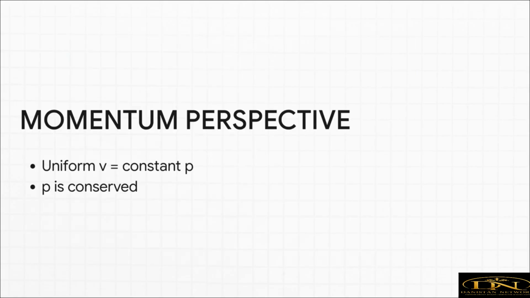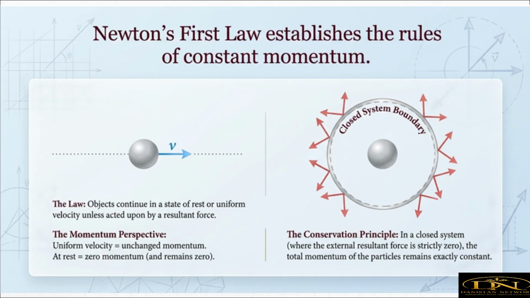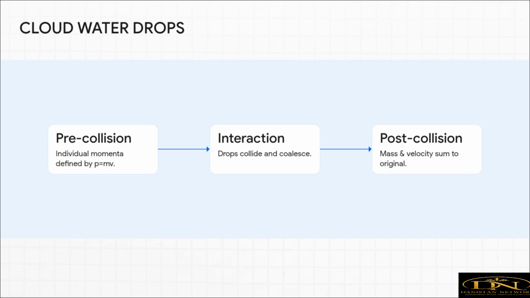When you look at this first law through the lens of momentum, a pretty profound physical rule emerges. Think about it. If an object maintains uniform velocity, its momentum is unchanged. If it's at rest, its momentum stays at zero. Basically, momentum remains completely constant unless an external resultant force acts on it. And this gives us the principle of conservation of momentum. In a closed system, total momentum remains absolutely constant. No exceptions.